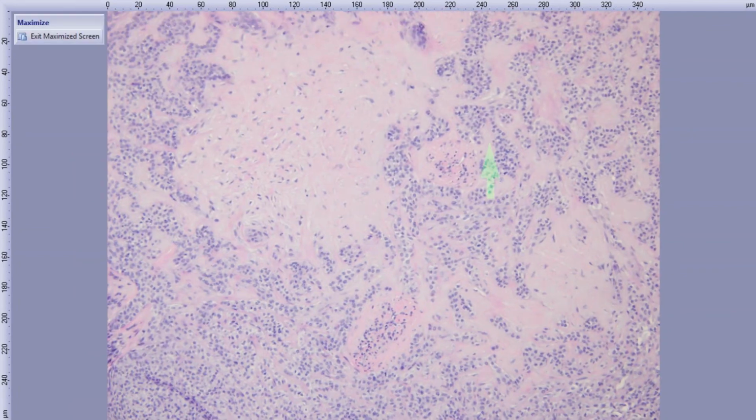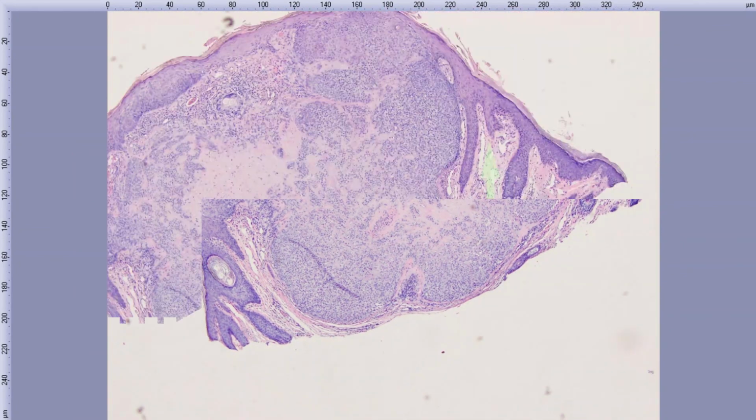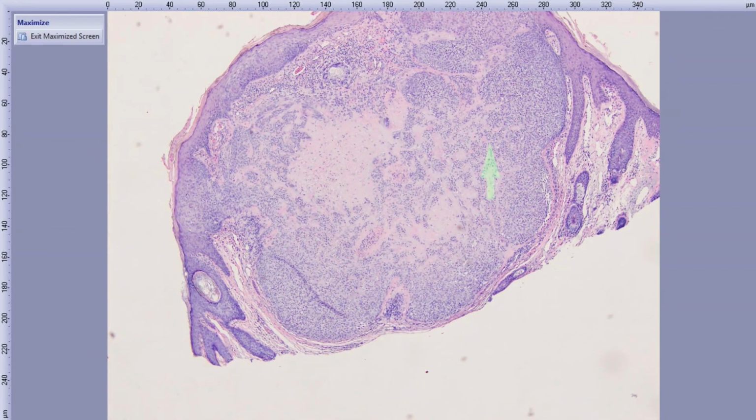We'll see a lot of trichilemmomas that we just call trichilemmoma. They have a little subtle focus of sclerosis. But in this one, the sclerosis takes over the whole central part of this tumor, so yes, we would then classify this as a desmoplastic trichilemmoma.